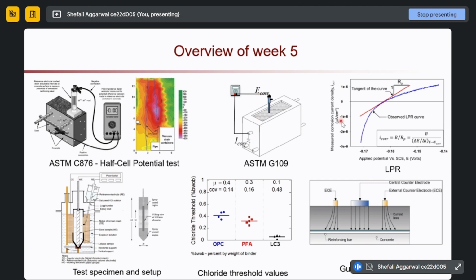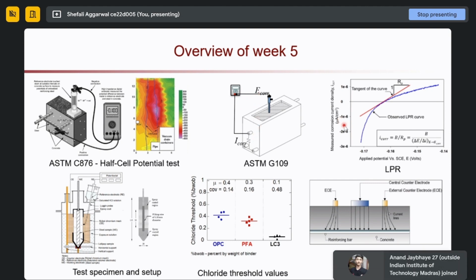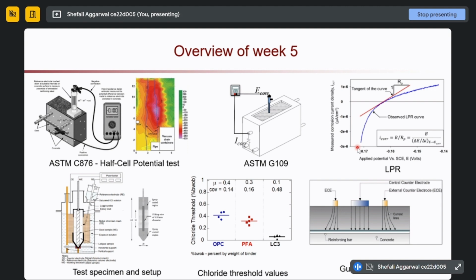Okay. Another method is LPR. LPR is the linear polarization resistance method. In this method, we are providing potential, from a minus point, like we will give a current value in a smaller range, at a smaller scan rate, and then we will get the LPR curve. And the slope of this curve will give us the resistance value. So this 1 upon Rp value will help us to provide the corrosion rate. It's an indirect corrosion rate, not the direct corrosion rate.